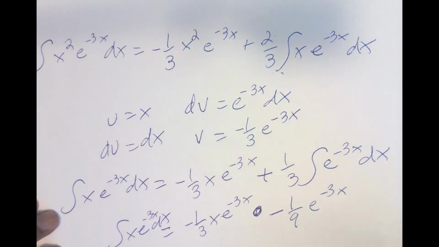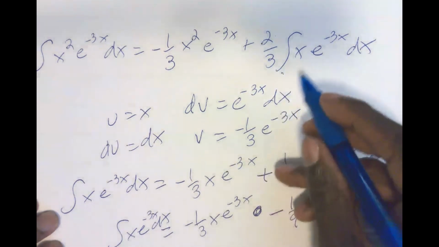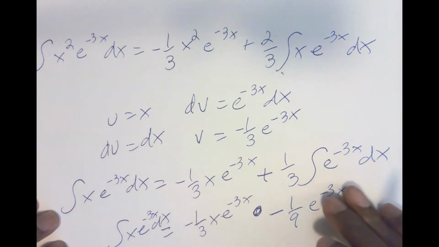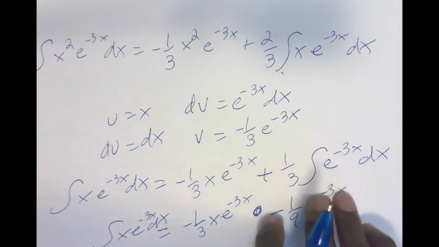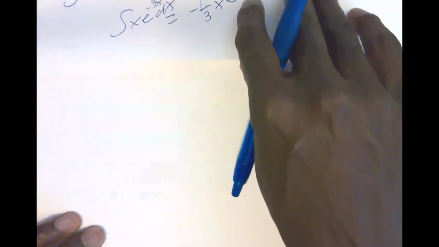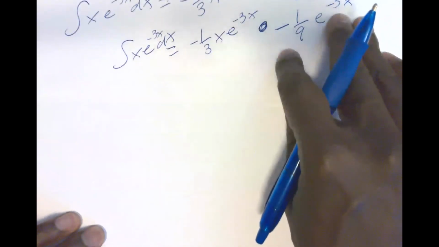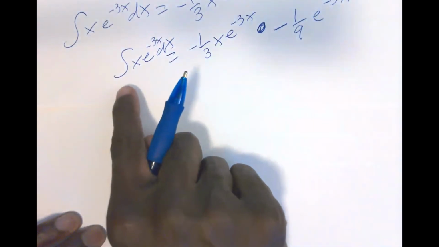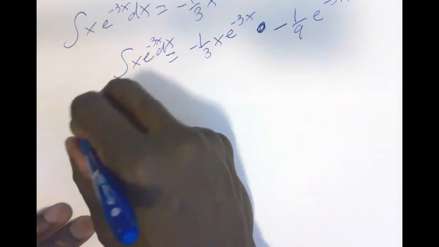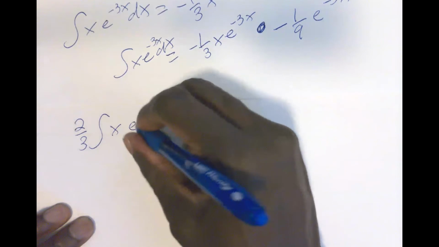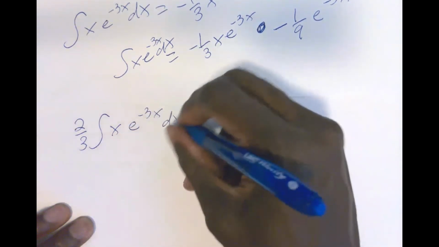And so to complete this process, I want this guy times 2/3. So I'm going to multiply everything here by 2/3. I'm running out of space, so let me move this guy up just a tad. And hopefully it's still visible there. So this is the integral of x e to the negative 3x. And so what I want is 2/3 times the integral of x e to the negative 3x dx.